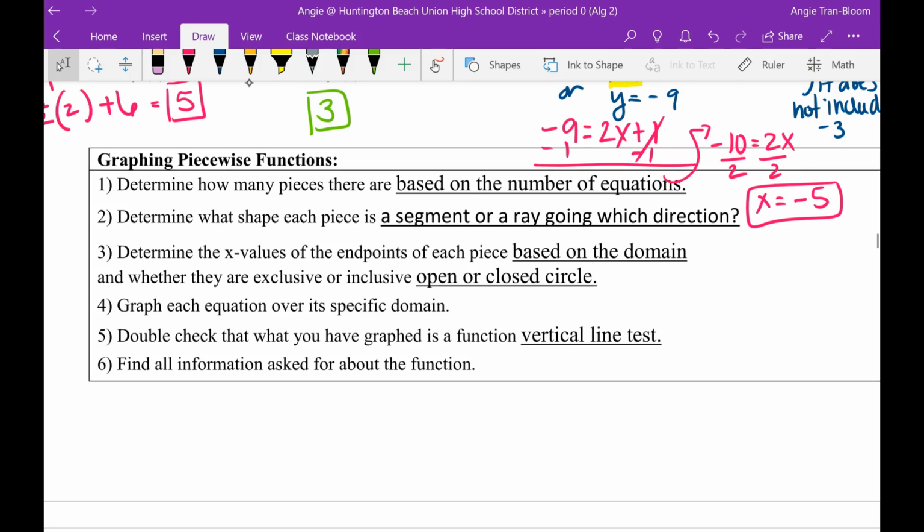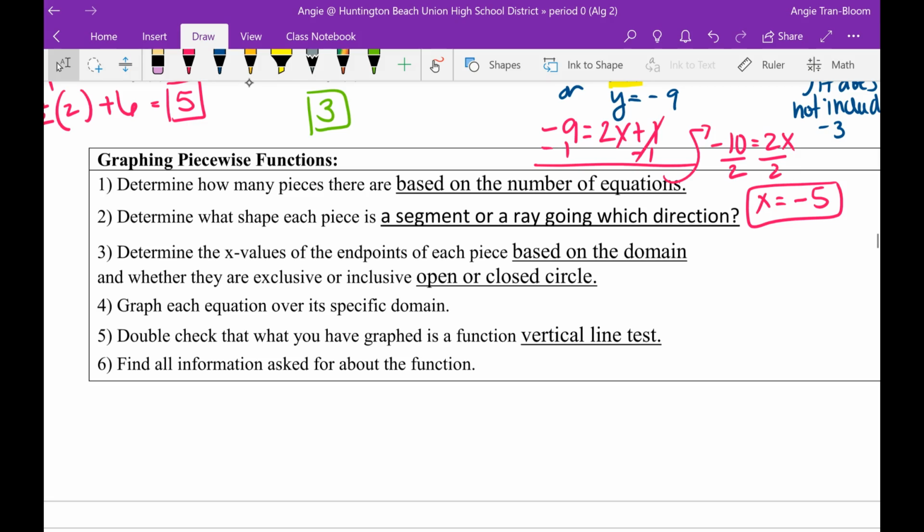Thank you. So tell me if it's a segment. I mean, it starts and it ends. Or tell me if it's a ray. Okay. And then number 3, can you please help me read number 3? Determine the x values of the endpoints of each based on the domain. Perfect. Okay. Can you help me read number 4, please? Graph each equation for its domain.